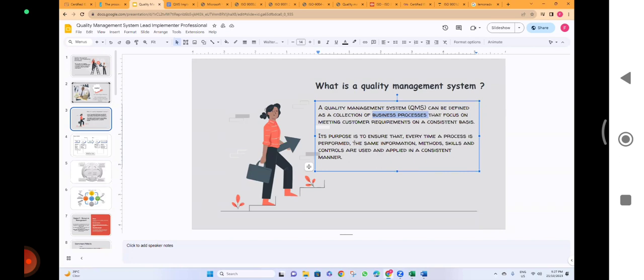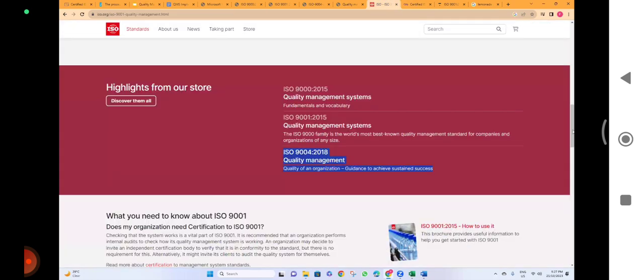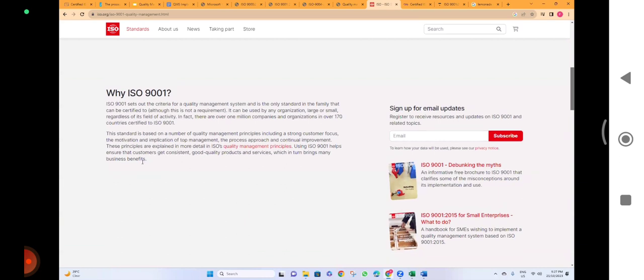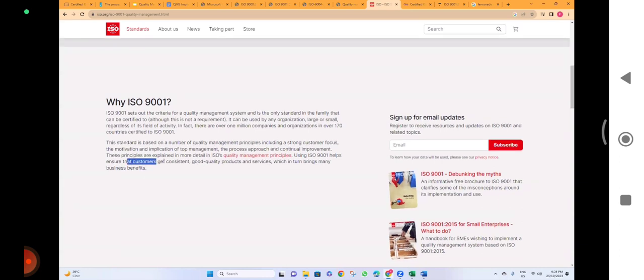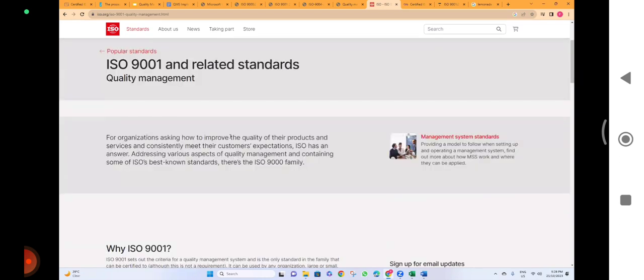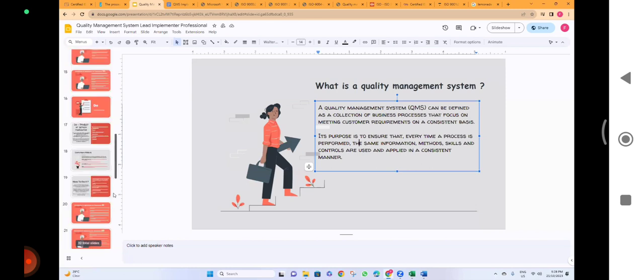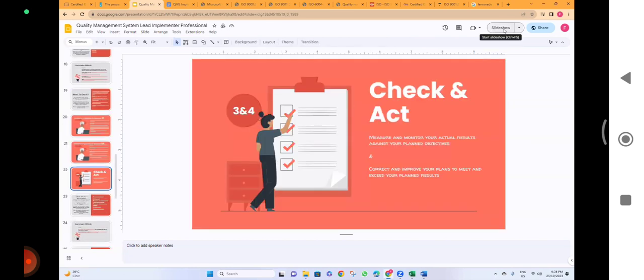After implementation, at this point, you want to check that we meet the intended outcomes. You want to determine if right now, with the quality management system, the customers are getting constant and good quality products and services. What you're going to check and act on right now is to determine if indeed there's been an improvement in the quality of products and services, and whether you're meeting customers' needs and expectations. So this is what you're going to do under check and act. Okay?